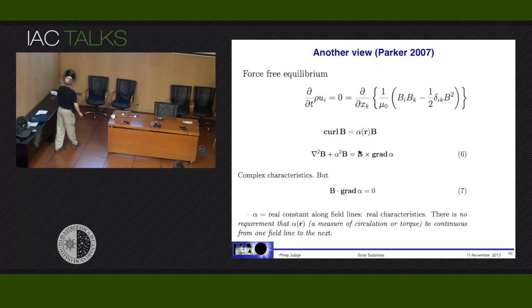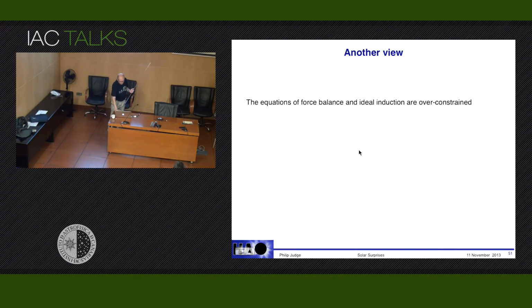Here's the argument about the alpha effect, about the alpha parameter. There is no requirement that that be continuous from one field line to the next. Okay? Another view is that simply we've got an overdetermined system. We have one set of equations describing the force balance and another one describing the topology, and those can only be made to mesh if you allow these tangential discontinuities to occur.